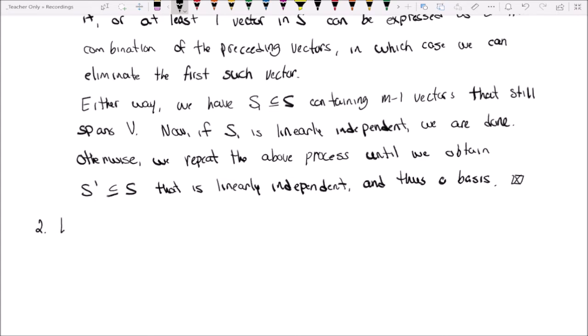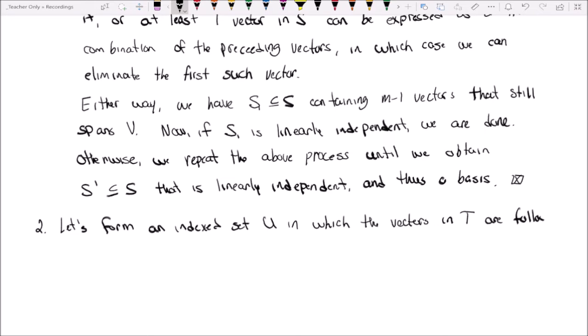For the second statement, what we do is form an indexed set, call it U, in which the vectors in T are followed by the vectors in S. In other words, what we're doing is we're taking the vectors in our linearly independent set and adding vectors in a set that span the vector space.